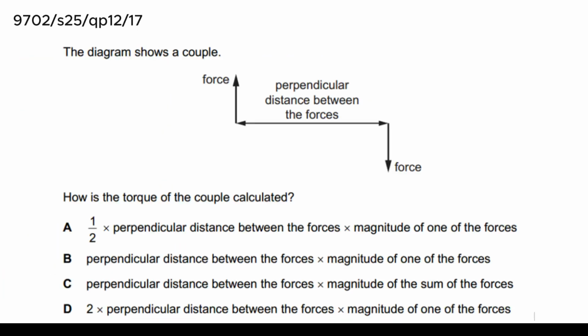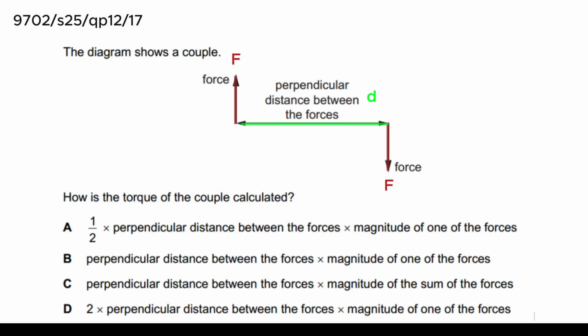Alright, moving right into our next moment-related MCQ, multiple choice question. This question is from the same paper as the last question. This one shows a simple couple, two equal and opposite forces separated by a perpendicular distance. The question is, how is the torque of the couple calculated?